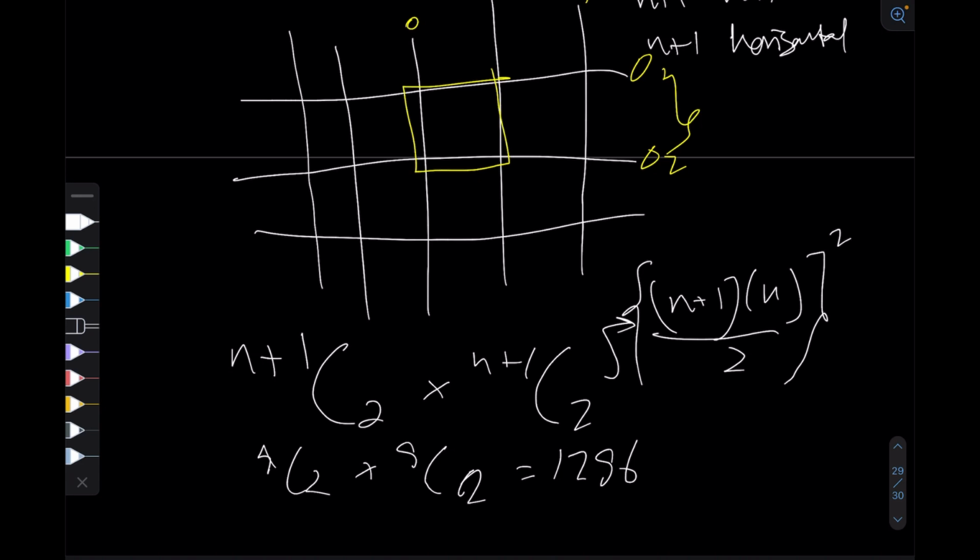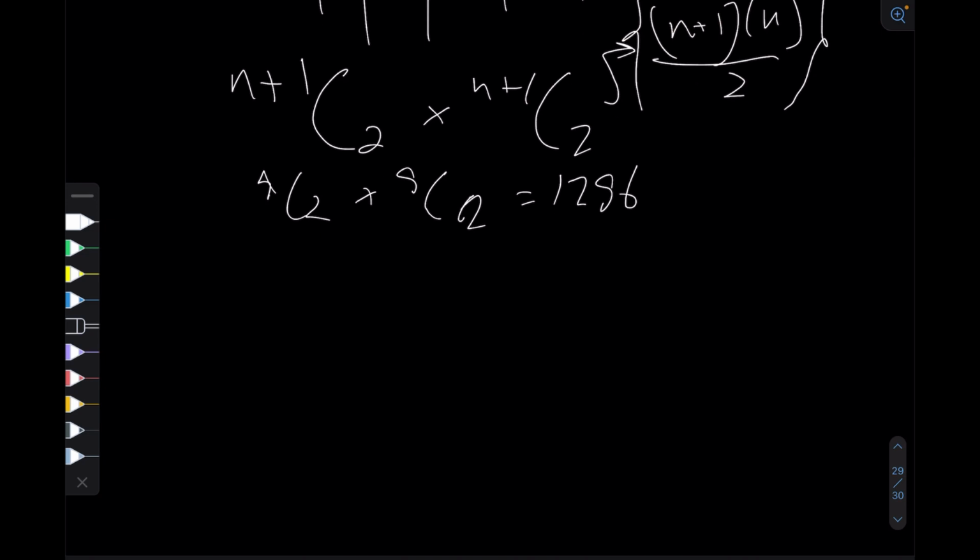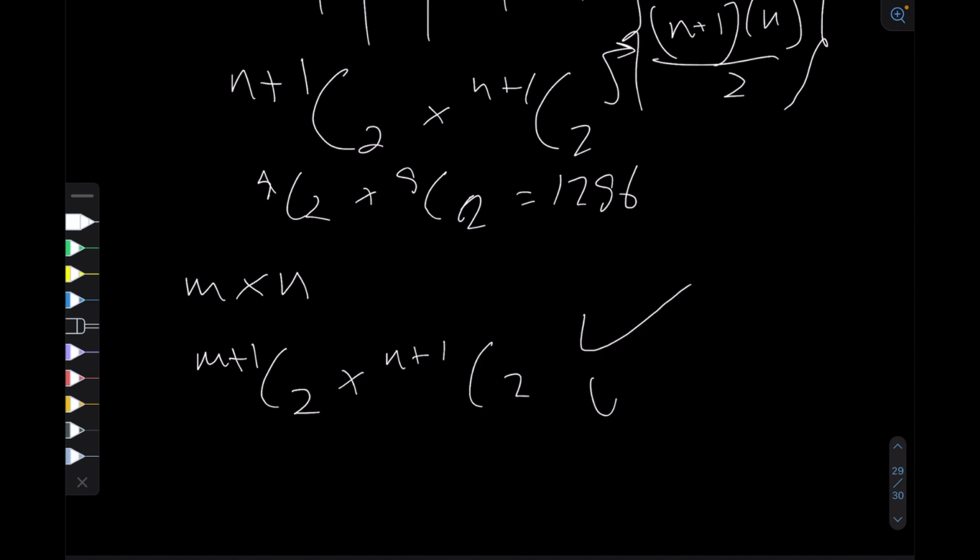And in fact, this is much more powerful, because we can see that if we have any m by n, a rectangle instead of a square, then the total number of rectangles will be m plus 1 choose 2 multiplied with n plus 1 choose 2, and we are easily done. QED.